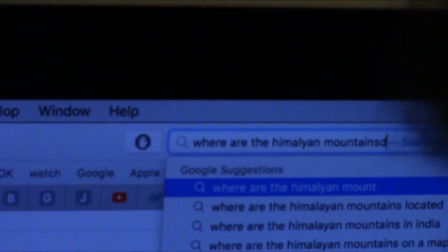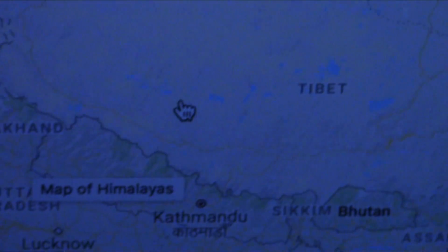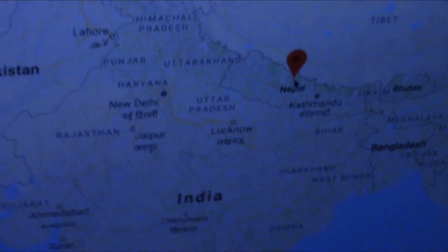Where are the Himalayan mountains? We're going to be exploring, just like what this says. Exploring the internet. We're going to see where the Himalayan mountains are. And the Himalayan mountains, or the Himalayas, is somewhere over here. It's right over here. And what is this? What country is this? I'm pretty sure this is... Damn, I don't know geography. Well, I'm pretty sure this is Asia.